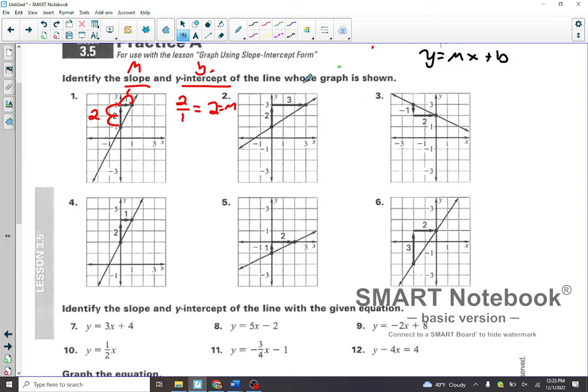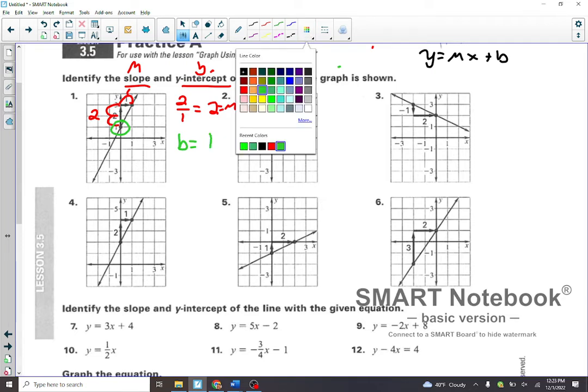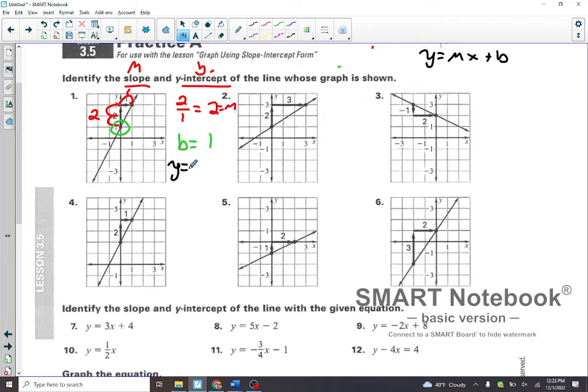My b is where it hits the y-axis. So you know, this is combining the slope part with the intercept part into one question. So my b is where it hits the y-axis, which is 1. So to write the equation, it is simply y equals 2x plus 1.